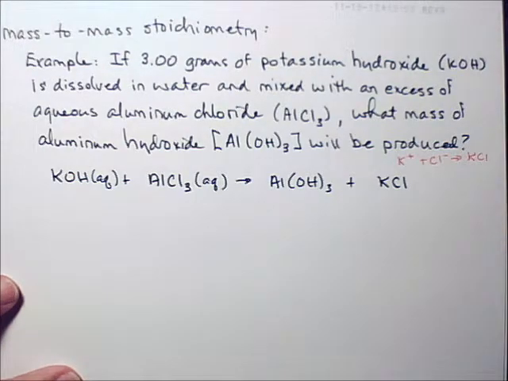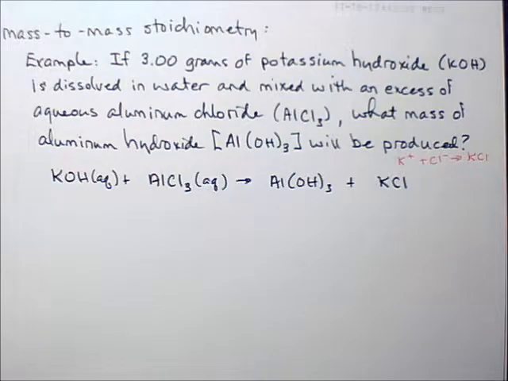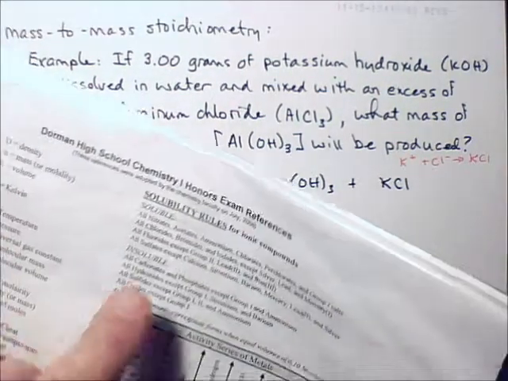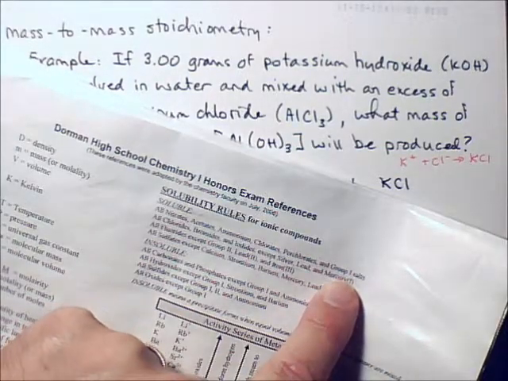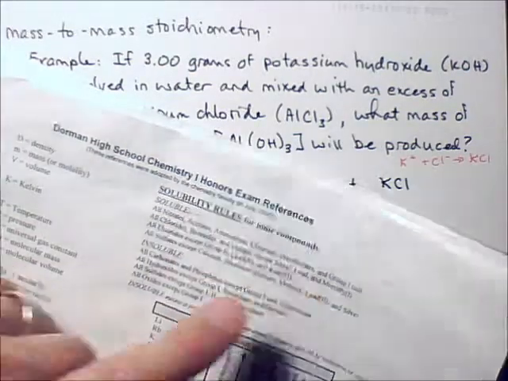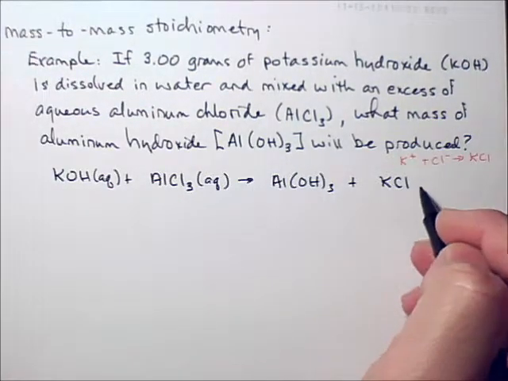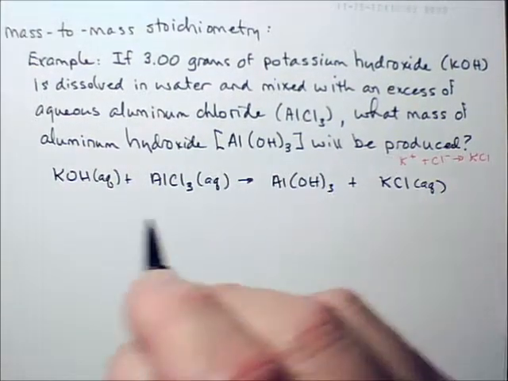Okay. We need to know its physical state. For that, we need our solubility rules. It's aqueous. There's 2 rules that pertain to that. The very first one says all group 1 salts are soluble all the time. The second one says chlorides are soluble with exceptions, and potassium is not an exception. So this is aqueous. And what about this aluminum hydroxide?